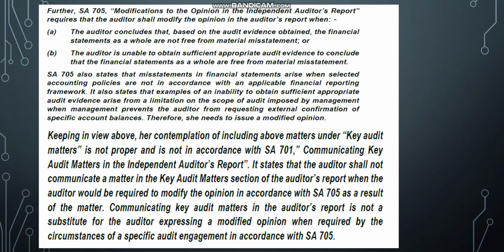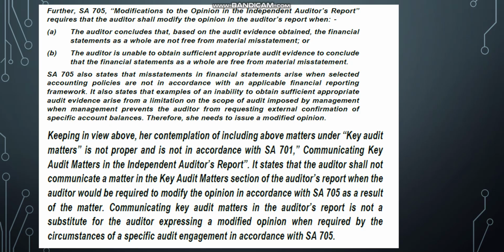Lastly, addressing SA 705, modifications to the opinion in the audit report. The auditor shall modify only in two scenarios: the auditor concludes that, based on the audit evidence obtained, the financial statements as a whole are not free from material misstatement, or the auditor is unable to obtain sufficient appropriate audit evidence. First is he has obtained it, second is unable to obtain it. SA 705 also states that misstatements arise when selected accounting policies are not in accordance with the applicable financial reporting framework. Therefore, in this case, she needs to issue a modified opinion.